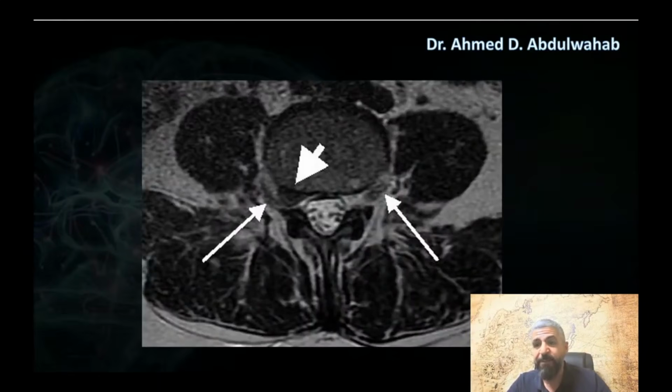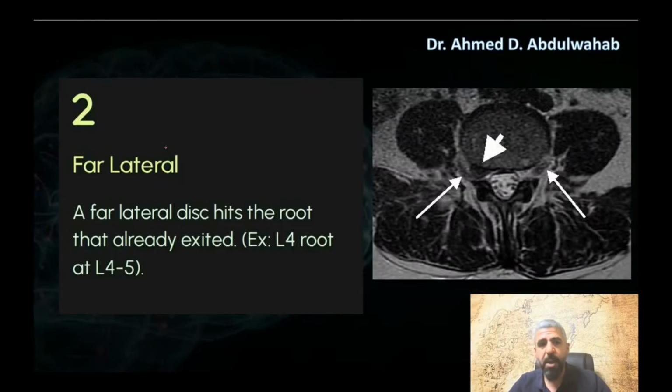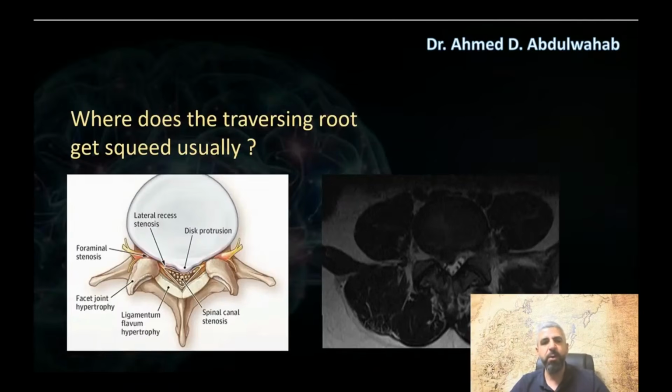If a disc herniates far lateral into the foramen at L4-5, which root does it hit? The far lateral disc will hit the nerve root that has already exited. Like at L4-5, it will hit the L4, because we said L4 exits above the L4-5 disc. Where does the traversing root usually get squeezed? Will it get squeezed in the spinal canal, at the exit foramen, at the recess, or elsewhere?